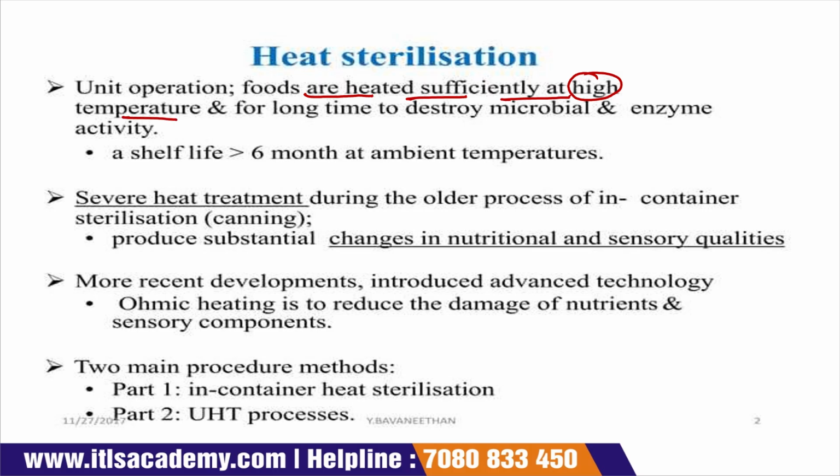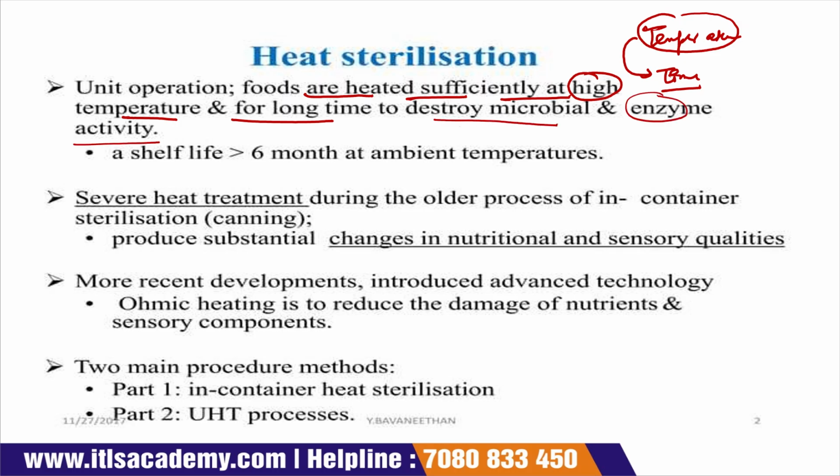When we do a sterilization, we have two combinations. The one is temperature and another one is time. Here we apply a high temperature, and we hold that high temperature for a longer period of time, which destroys the microbial and enzyme activity of the food product. And when we do a sterilization, the sterile product has a shelf life of more than 6 months, even at normal room temperature.